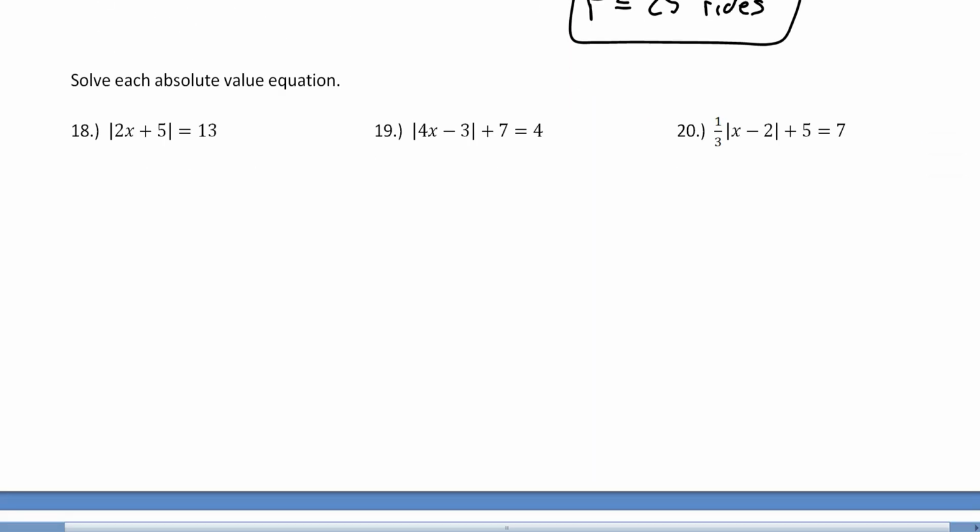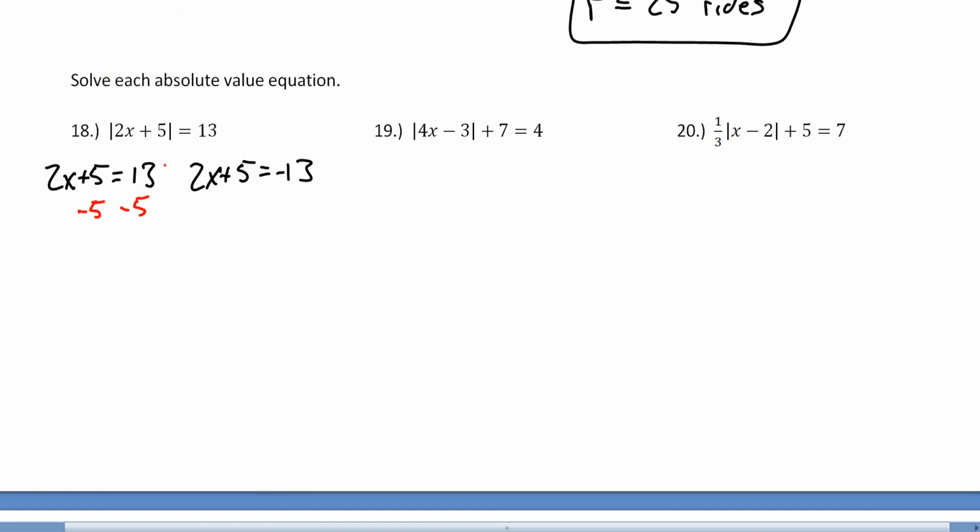For these absolute value equations, remember, we're just going to split these into 2 separate equations. What's inside the absolute value could be a positive 13 or a negative 13. Either one of those, when I take the absolute value, will give me the answer of 13. So that means the 2x plus 5 could equal 13, or the 2x plus 5 could equal negative 13, and I have to solve each of these.